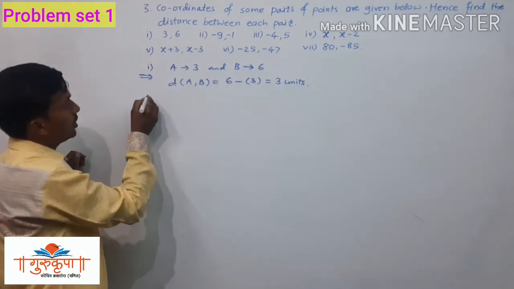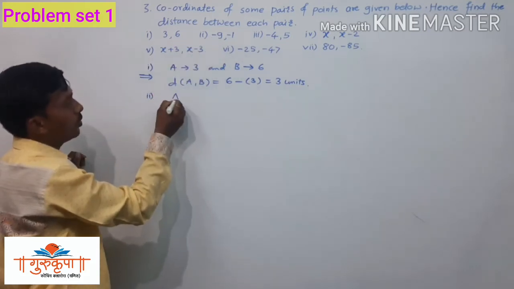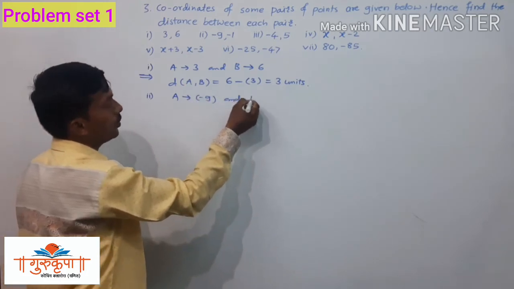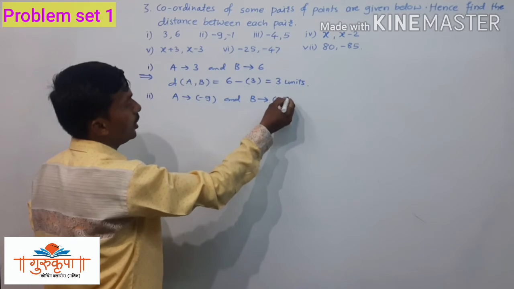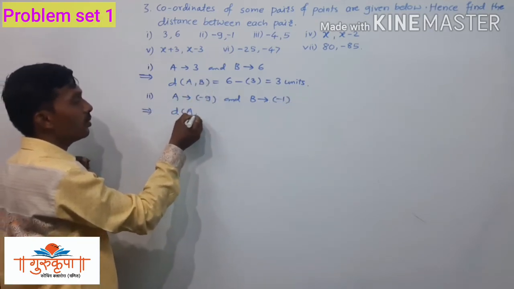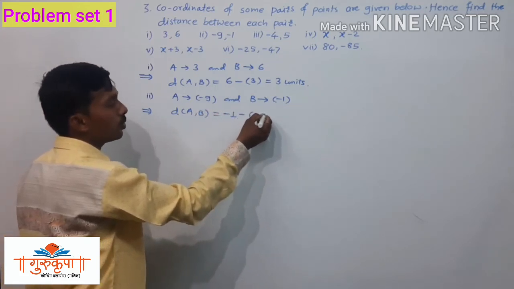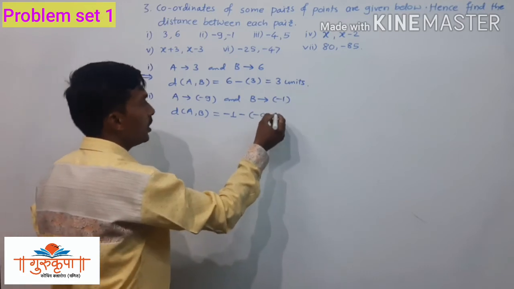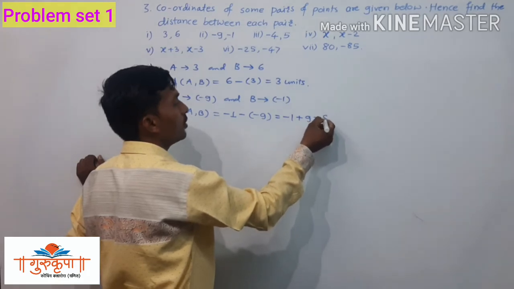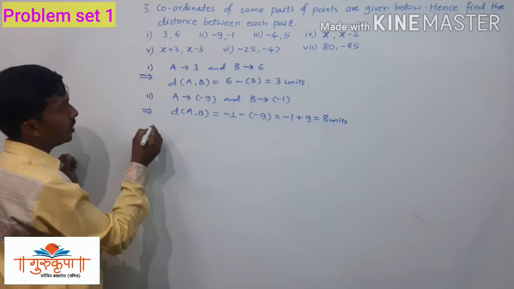Then we have the second example. The coordinate of the point A is minus 9 and the coordinate of the point B is minus 1, and now we have to find the distance AB. Distance AB is equal to bigger coordinate, minus 1, minus smaller coordinate, minus 9. If we simplify, this is minus 1 plus 9, which is equal to 8 units. Now we have the third example.